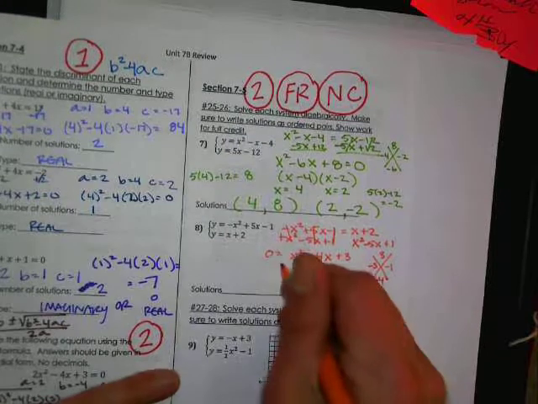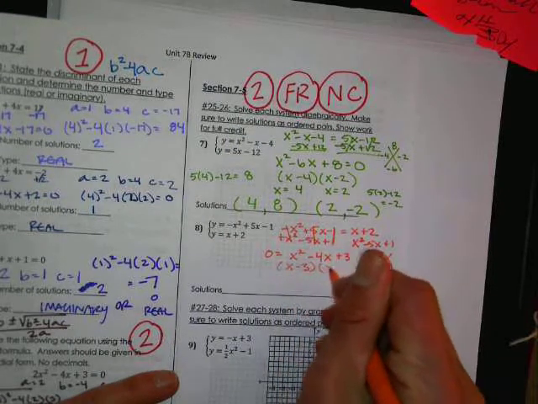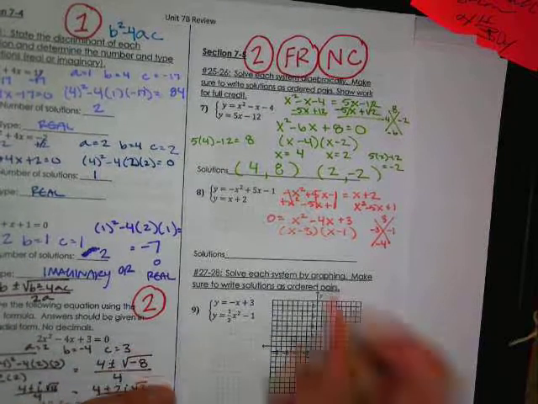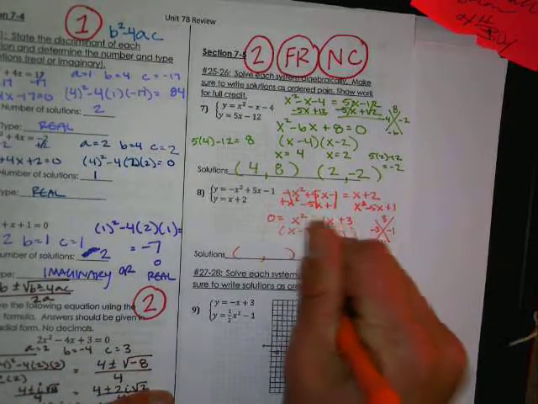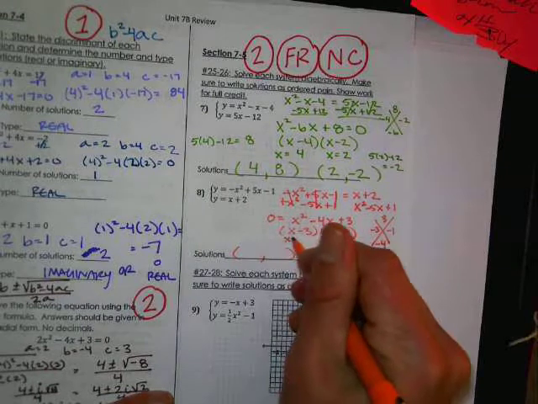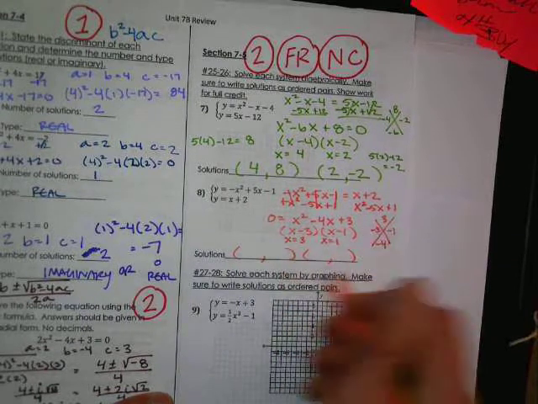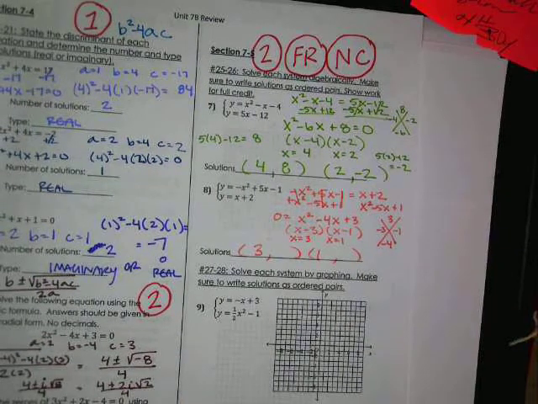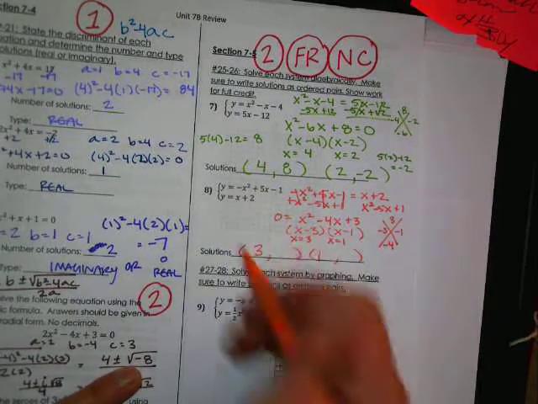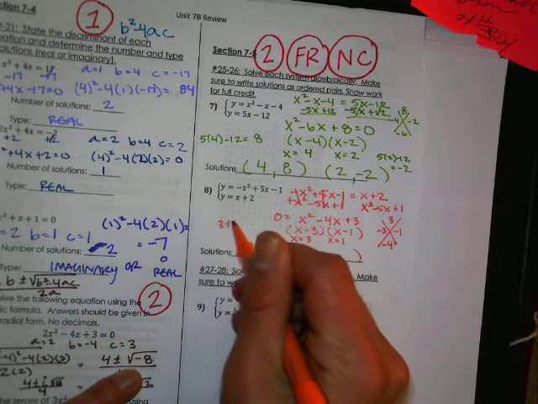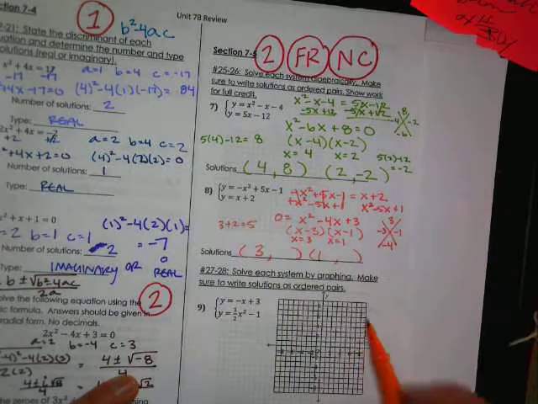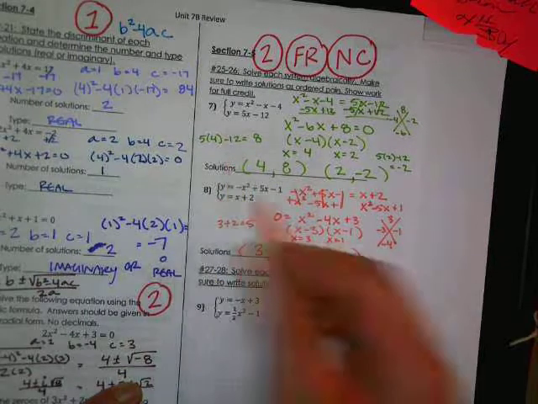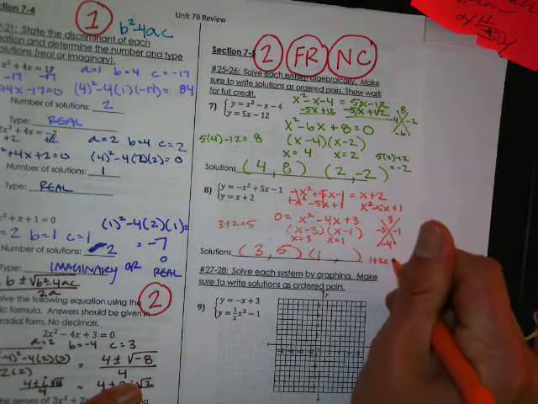So I have x minus 3, x minus 1. So for my solutions, I know that one of my x values is going to be 3, and the other one is going to be 1. And I just have to go back here and plug it in. So 3 plus 2 is 5. So this y value is going to be 5. And then plug 1 in, 1 plus 2, which is 3. So the other y value is going to be 3.